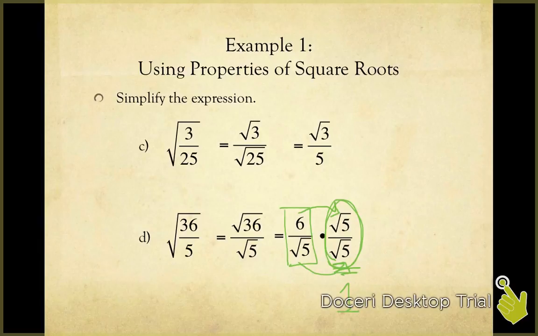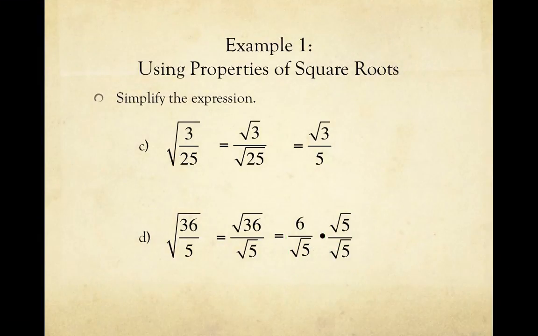Okay? That way my answer stays equivalent, it's just going to be in a different form. So we're going to multiply by square root of 5 over square root of 5. And what that does is that the denominators, when I multiply them together, end up giving me the square root of 25, which I can then simplify to just 5. The numerators will multiply together to just be 6 square root of 5. So my final simplified answer is 6 square root of 5 over 5.